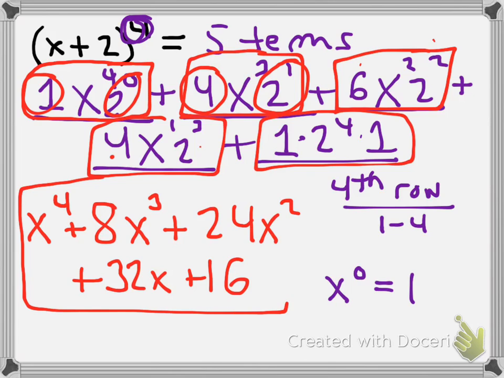So my final expansion is x to the fourth plus 8x cubed plus 24x squared plus 32x plus 16. It's a lot of steps. It is going to challenge your algebra ability and how you simplify things. You want to keep neat with your work, but I think you'll find it's a fairly easy way to simplify these guys.